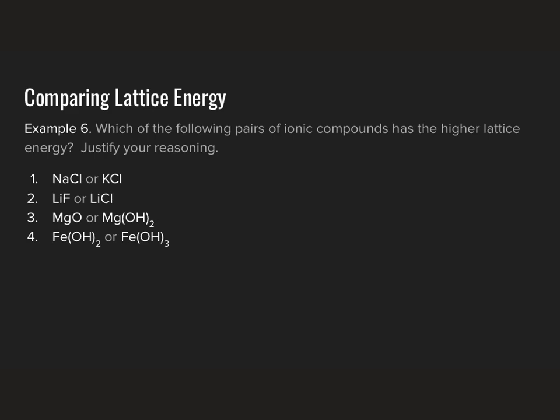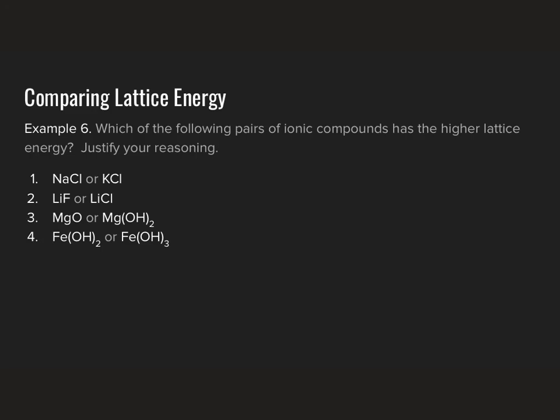So last but not least for this lecture, let's do a quick check for understanding about that previous concept of comparing lattice energies. So for our example 6 in this lecture, we're going to ask you which of the following pairs of ionic compounds has the higher lattice energy. I'm going to ask you to justify your reasoning. So first one here, NaCl, sodium chloride, familiar old table salt, or the other alkali metal halide compound here, potassium chloride, often used as a salt substitute.